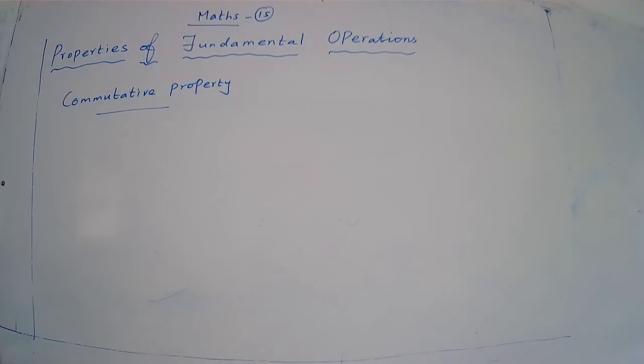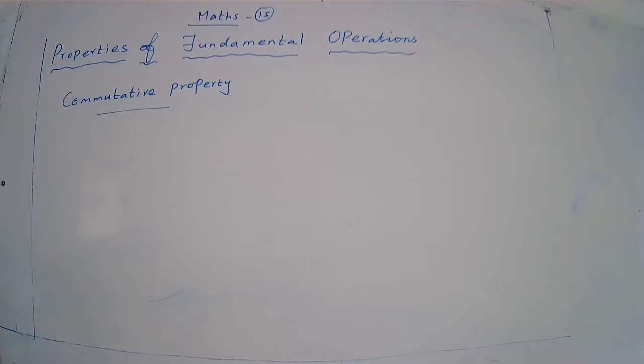Now let us check this property for the operations of addition, subtraction, multiplication and division on various sets of numbers. All of you listen carefully. First of all, you check this property for addition of numbers, the commutative property for addition.